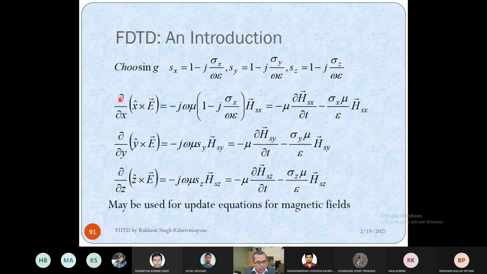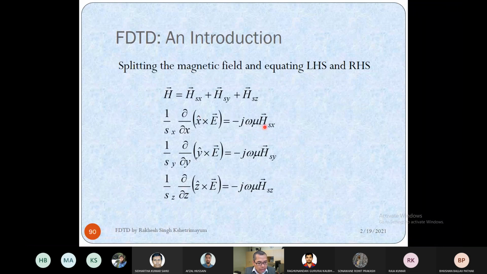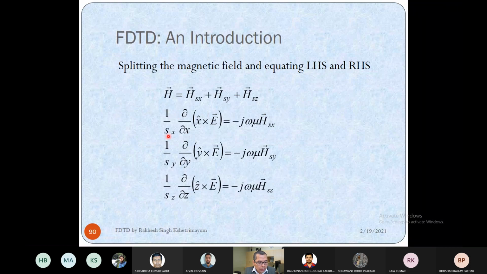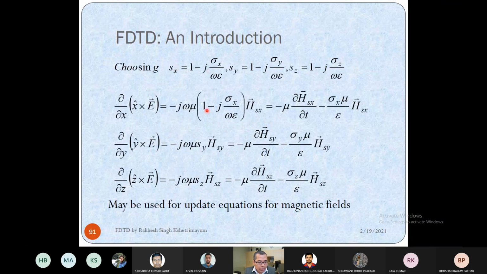What was our equation? Del by del x, cross product of the x unit vector with the electric field. And what do we have on the right hand side? On the right hand side, j omega mu. So I have actually taken this scale factor to the right hand side. So what I have is minus j omega mu Sx. What is Sx? Sx is 1 minus j sigma x divided by omega epsilon. So now I simplify it.